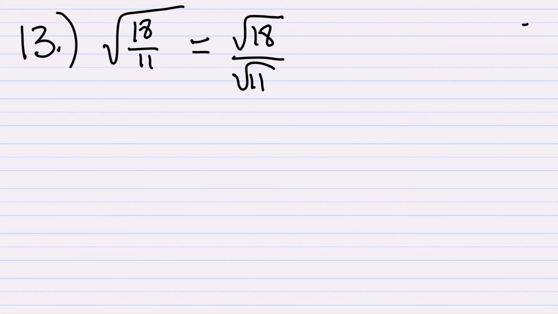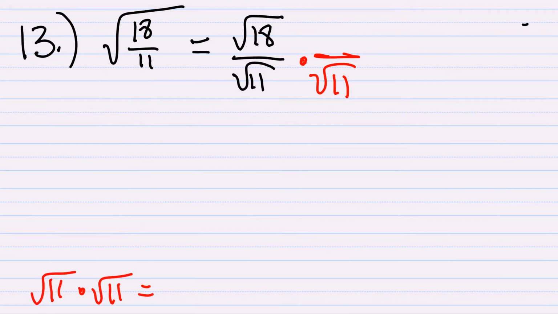Now, right away, I think to myself, I don't want to have that radical in the bottom. I don't like that, right? So I'm going to multiply by the conjugate, radical 11. Since it's only a radical on the bottom, I multiply by the exact same radical, because that will make the radicals cancel out. Because remember, radical 11 times radical 11 equals the square root of 121. Well, 121 is perfect, so that's just 11.